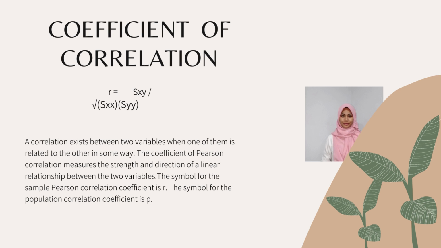When r is between 0 and positive 0.5 or negative 0.5, the correlation between the variables is positively weak or negatively weak. But when r is between 0.5 to positive or negative 1, the correlation between the variables is positively strong or negatively strong. There is no correlation between the variables if r equals 0.